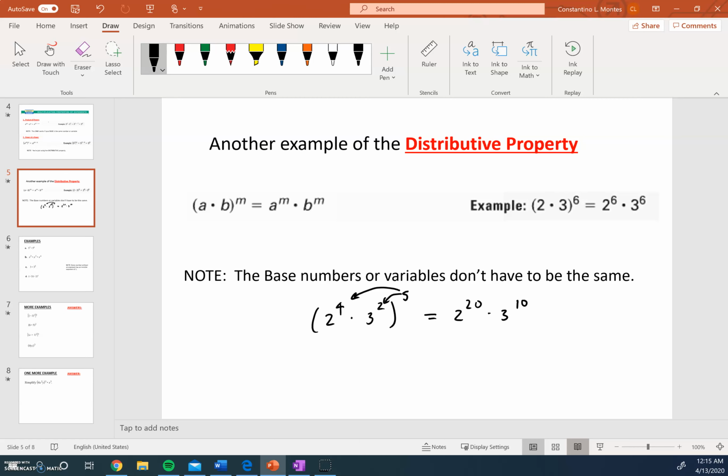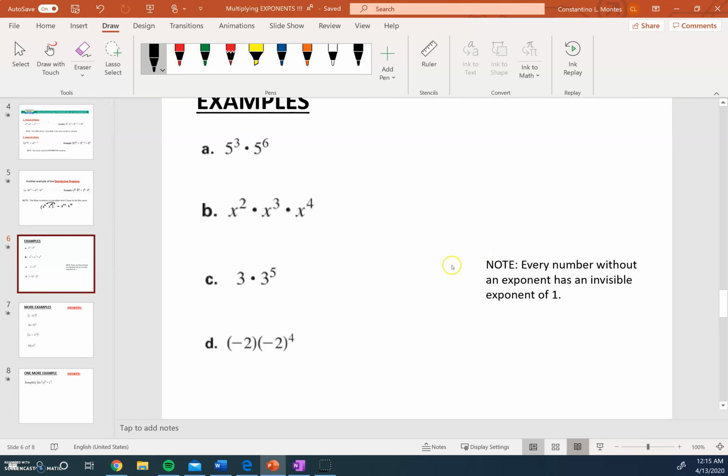In this case up here, we just had to think of this as having a 1 there and a 1 there. 6 times 1 is 2 to the power of 6. 6 times 1 here is 3 to the power of 6. All right, so that's just a quick recap of what we just did. Let's get into some examples here.